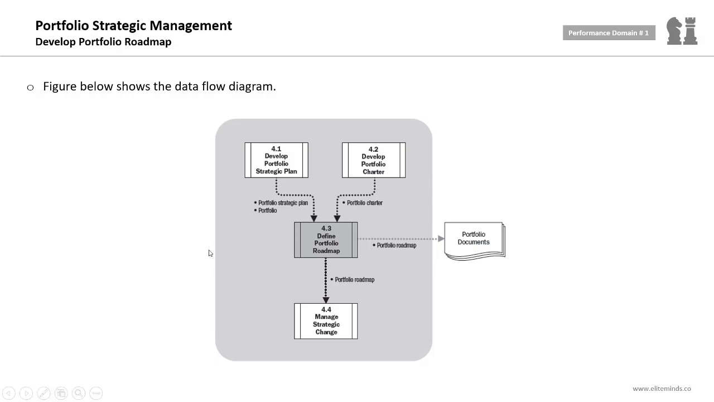Now, the data flow diagram of this process shows that we will use the outputs of the develop portfolio strategic plan process, the portfolio strategic plan and the portfolio. We will use also the output of the develop portfolio charter process to create the portfolio roadmap that will be archived in the portfolio documents, and it will be an important input to the managed strategic change process.